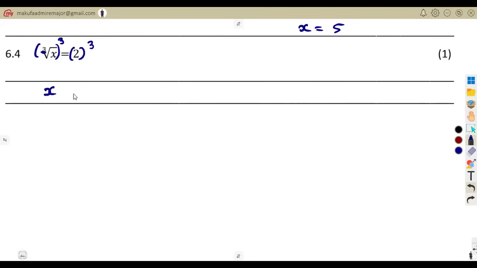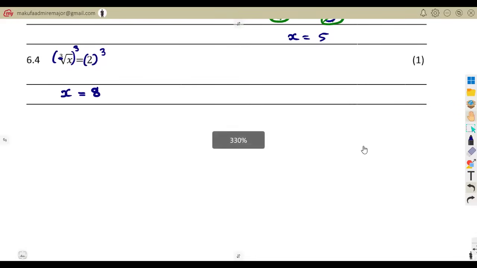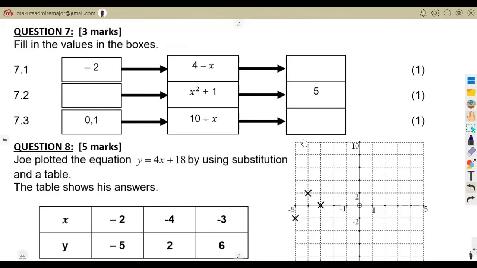So it is going to give us x equal to 2 to the exponent of 3. 2 times 2 times 2, 3 times. It is going to give us what? 8. Just like that. So as we can see, guys, it's just 1 mark. Just raise to the exponent of 3. You are done with that exponent that you are given.